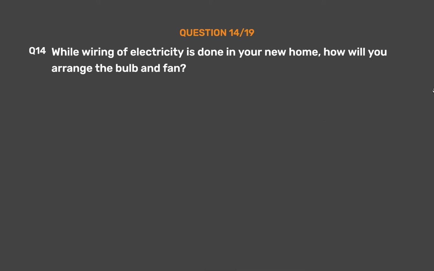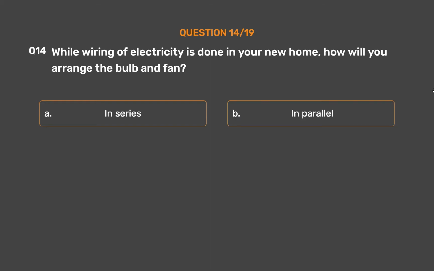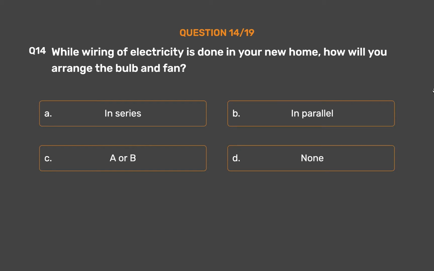Question number 14. While wiring of electricity is done in your new home, how will you arrange the bulb and fan? Option A, in series. Option B, in parallel. Option C, A or B. Option D, none.